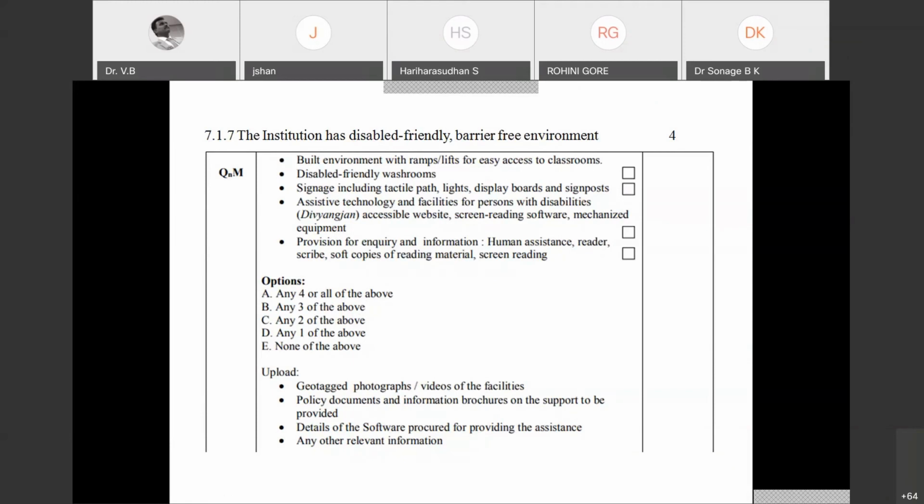For example, is there any assistive technology and facilities for persons with disabilities for accessing the website, and screen reading software, that is for persons with vision impairment? Whether we have any facilities like that. If there is any facility, then that has to be uploaded over here.